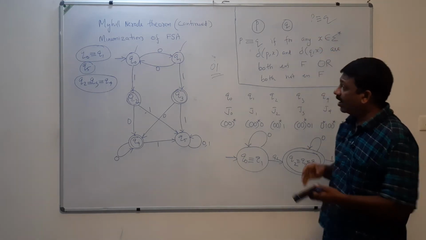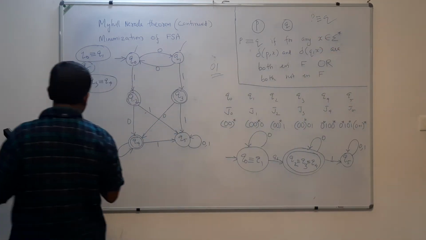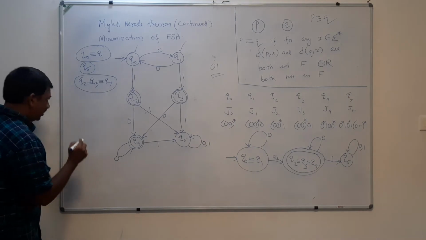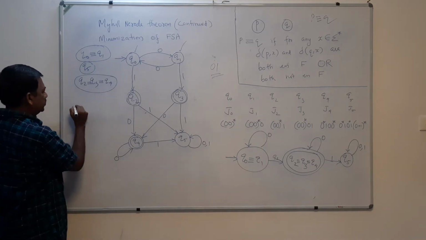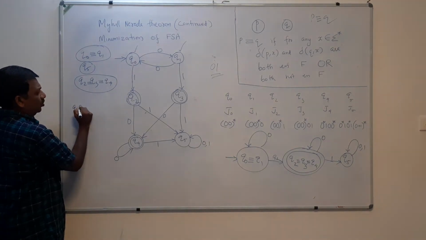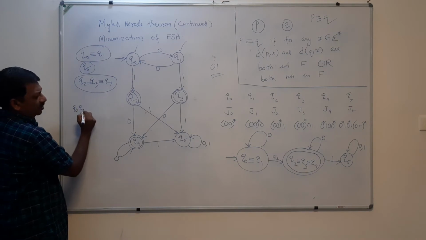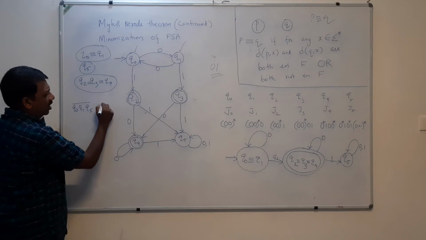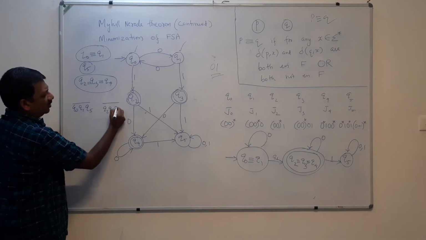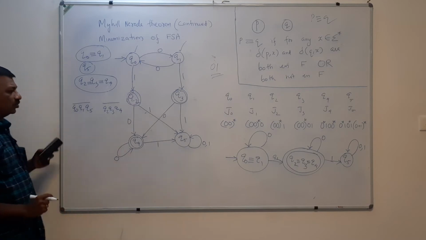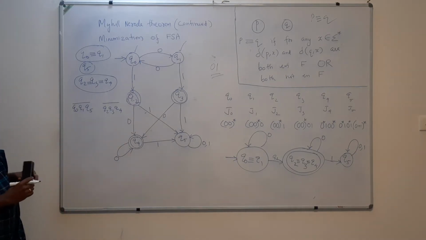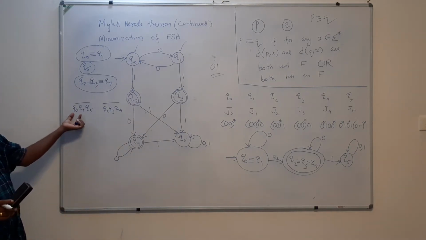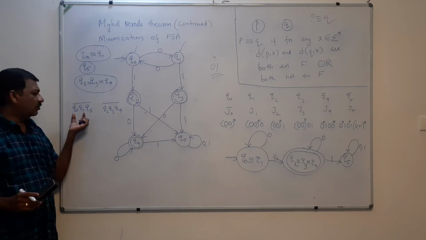do is split this into final states and non-final states. I will show you that. What are the final states? Q0, Q1 and Q5. These form one group, and another group is Q2, Q3 and Q4. Now check whether these are equivalent.